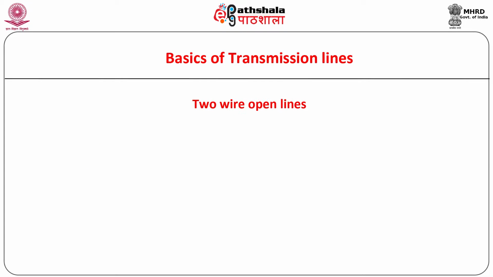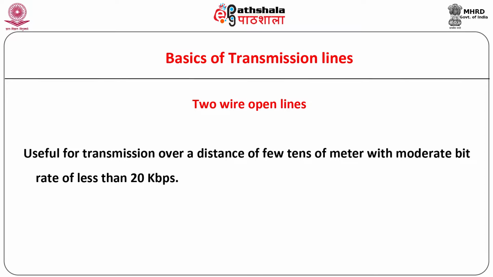Two-wire open lines consist of a pair of open wires insulated from each other and are generally useful for transmission over a distance of a few tens of meters with a moderate bit rate of less than 20 kilobytes per second. A modem is an example using this type of transmission line. A crosstalk problem can arise in the case of this type of transmission line.